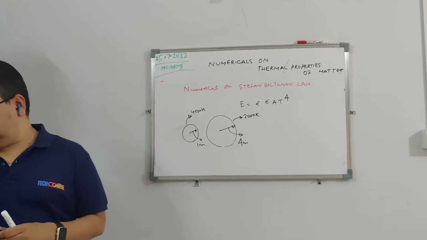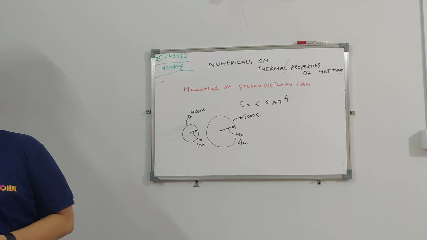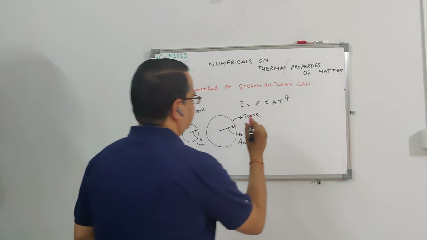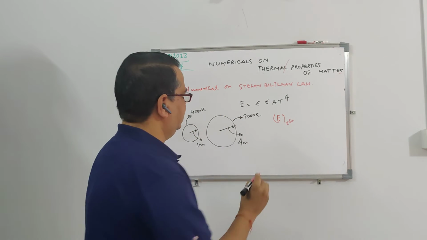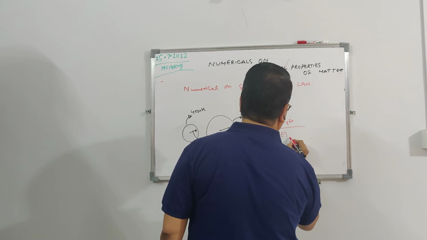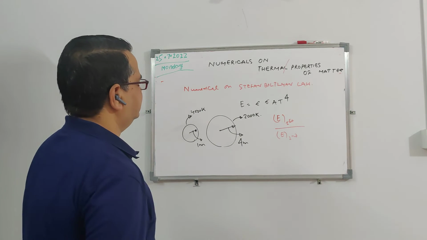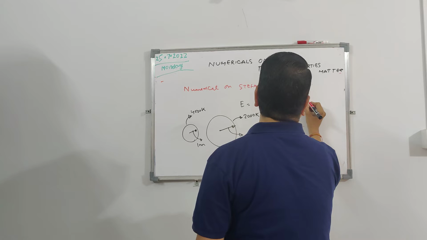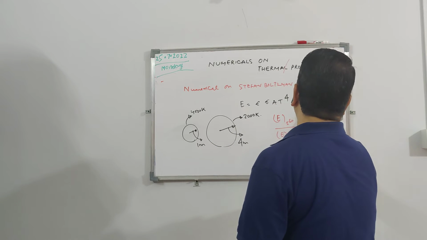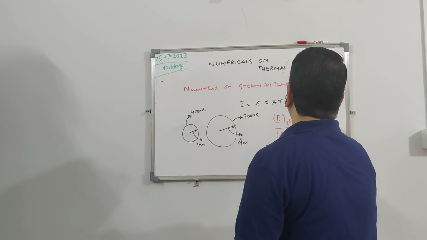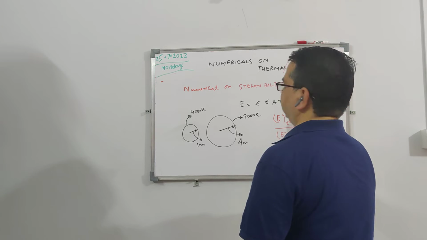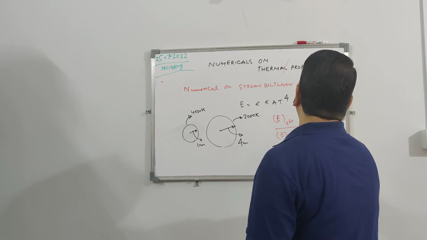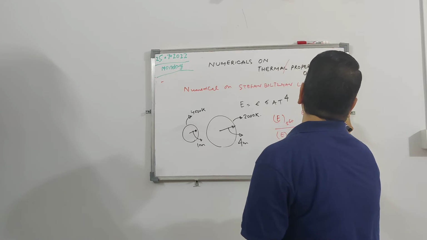Okay, that's the input. And they are asking to find the ratio of energy radiated per second by the first to second. So energy radiated by first sphere, then energy radiated by second sphere. This one you can write as E1 is equal to emissivity, same material so it remains the same, sigma remains the same, A1 T1 to the power 4. Second sphere it will be E sigma A2 T2 to the power 4.